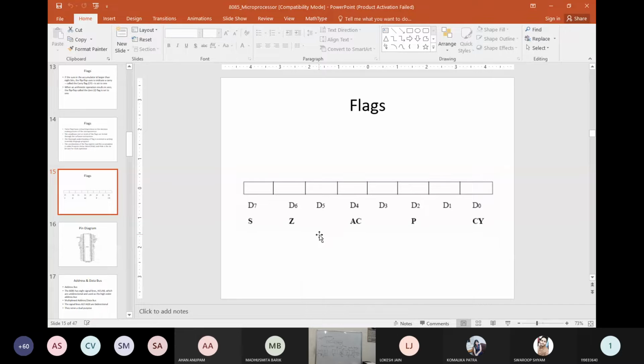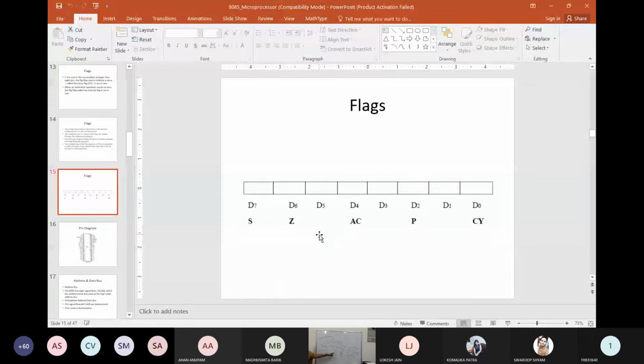What is the next flag? In D6, yeah, D6. What is written there? Why are you sleeping here? Z. What is this? What can be Z? Z stands for zero.